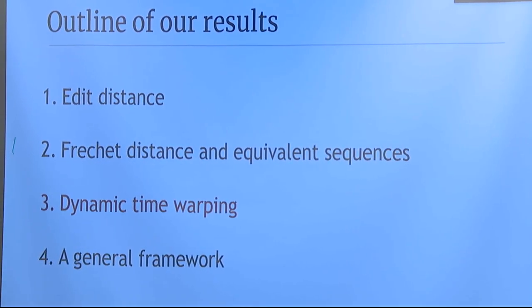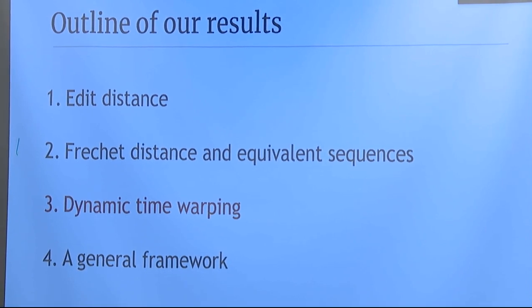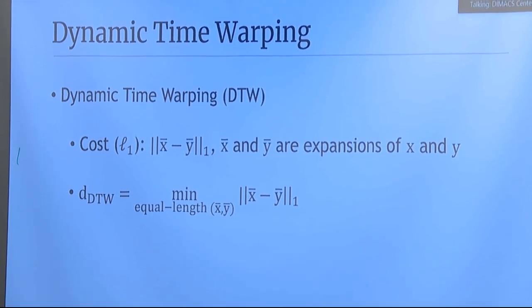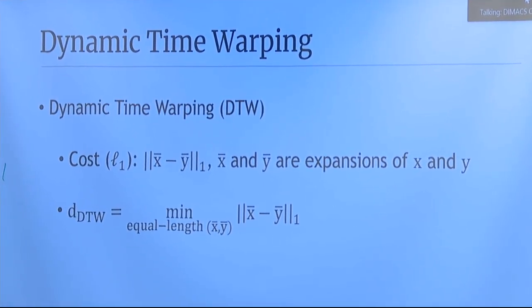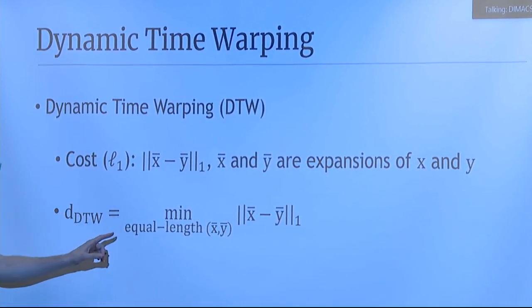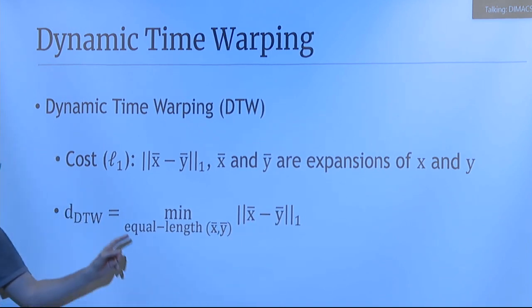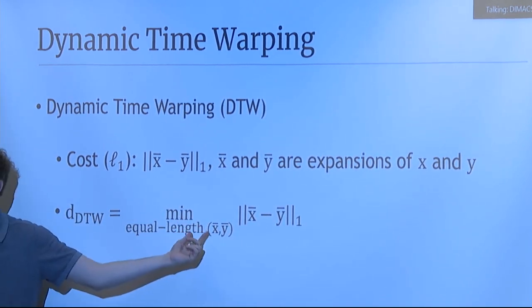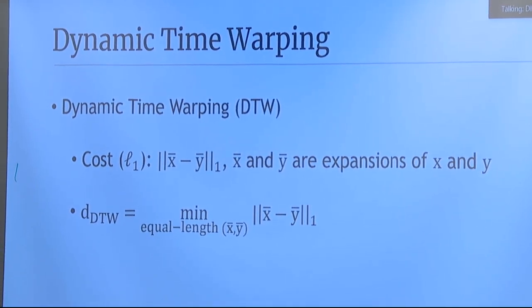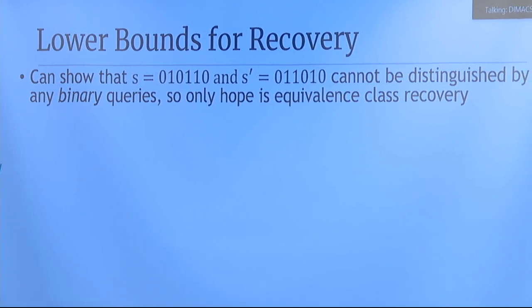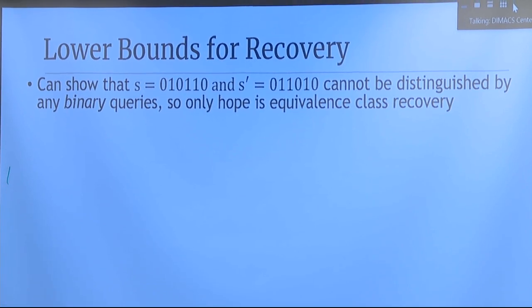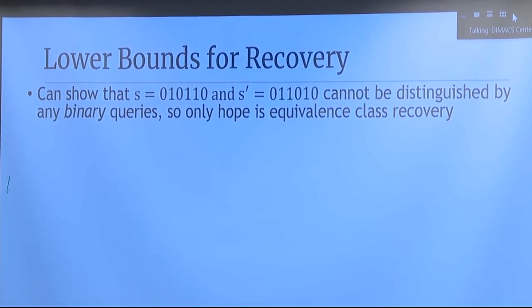In the 1 or 2 minutes I have left, let me tell you a little bit about dynamic time warping. As you know, dynamic time warping is like Frechet distance. You look at expansions of two strings x and y, but now it's defined as the minimum L1 distance over all equal length expansions of x and y. And here things do get more interesting. You can again show that there are secrets that cannot be distinguished by binary queries.